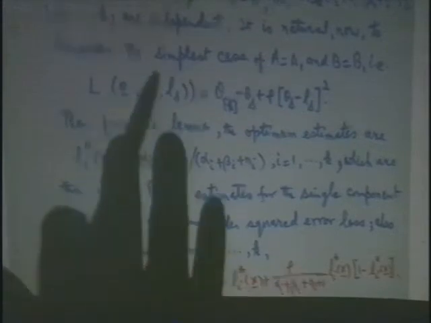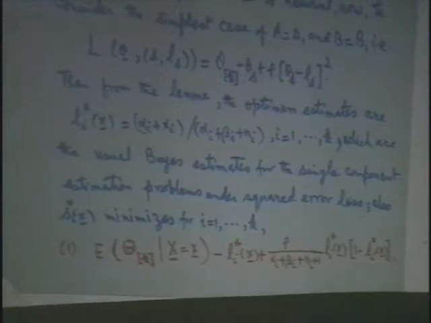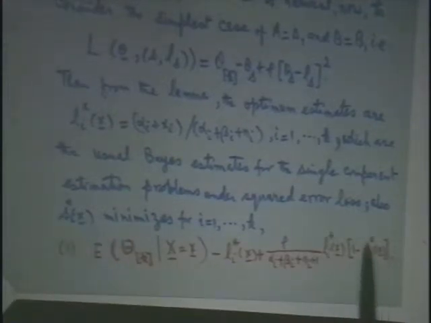the Bayes optimum estimates are simply alpha i plus xi divided by alpha i plus beta i plus ni. These are the usual Bayes estimates, these are the optimum estimates for the single component problem. Also this quantity S star x, the selection part, is to be obtained by minimizing this long expression, which I denoted by number 1.